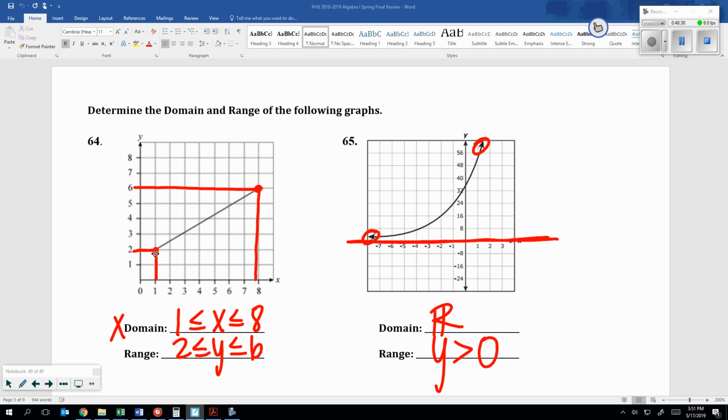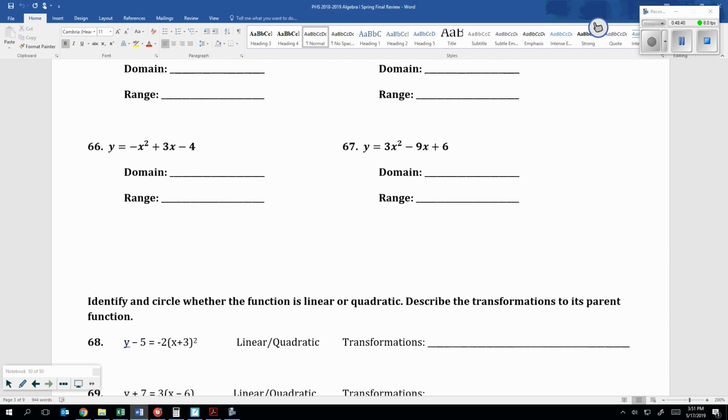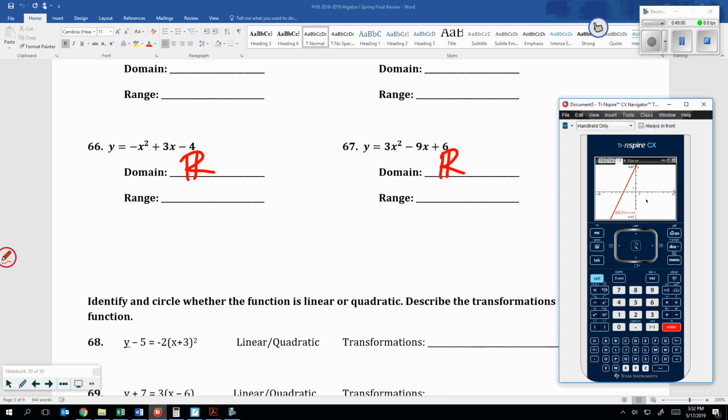Now, for 66, looking at this, for any exponential that we deal with, our domain is going to be all our numbers. So for both of these, it will be all our numbers. Now from this, the best thing to do is going to be to graph it. So for these ranges, we're going to graph it. So we go to a new graph. Okay, new graph. So we're going to graph negative x squared plus 3x minus 4.